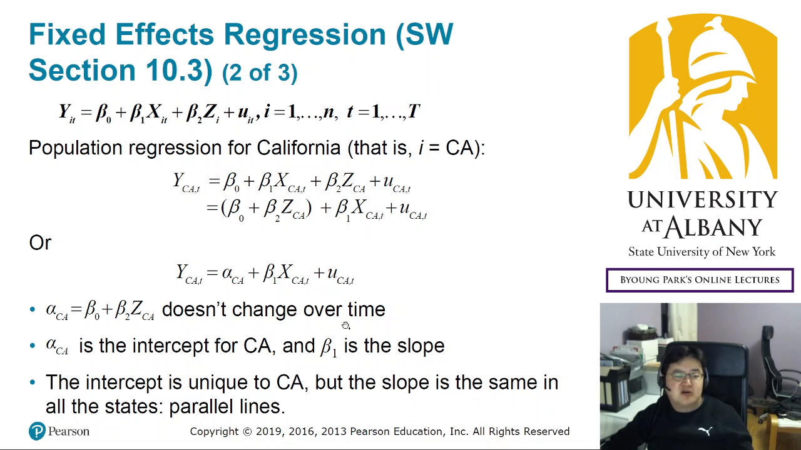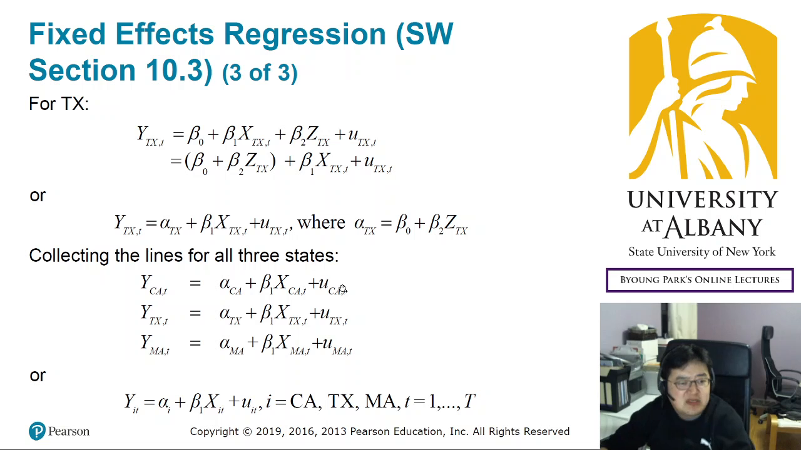All the other slopes are the same across states. That means, say, Texas has this form. Texas has its own intercept, which may be different from California. And say Massachusetts, Massachusetts has its own intercept. So different states have different intercepts. However, beta 1 is the same.